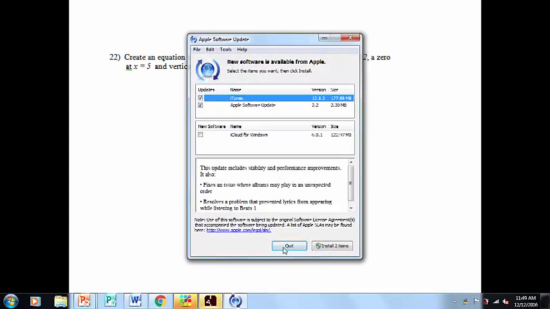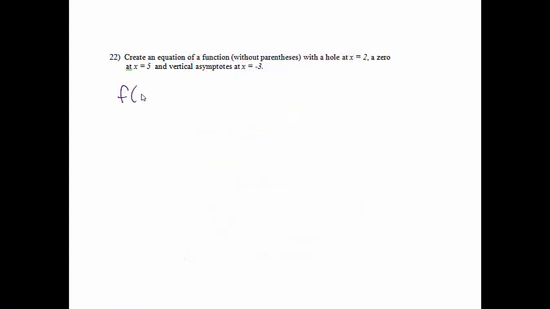Problem number 22. Create an equation of a function without parentheses with a hole at x equals 2, a 0 at x equals 5, and a vertical asymptote at x equals negative 3. So the first thing, if we are going to have a function, we do want to start with f of x, and I think that's why some of you on the exam got some points off on it.